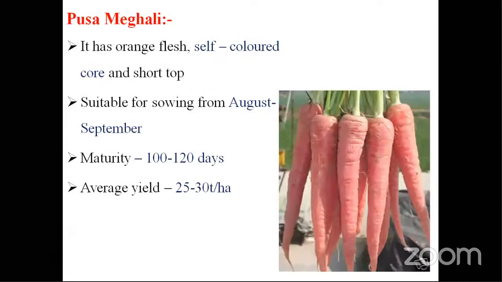Pusa Meghali, which is also a self-cored variety with short tops, and it is 100 to 120 days maturing. And as the length increases, you can remember, as the length increases, the time taken for maturing also increases, but nobody is going to ask you how many days it will mature in the exam. Leave it. So nextly, it is a self-colored variety or self-cored variety.